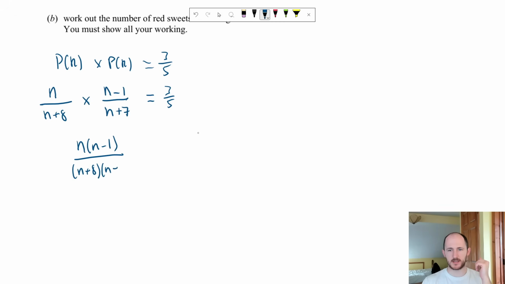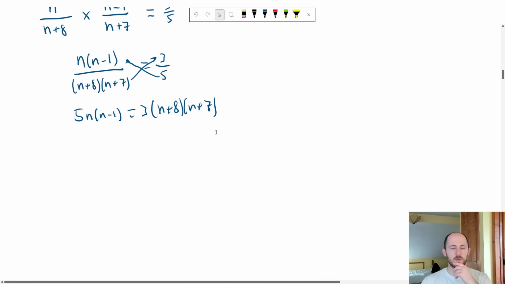And then we're going to use the same trick I used before. We're going to cross multiply to get rid of fractions, bring that up and up here. So we have 5n, n minus 1, equals 3, n plus 8, n plus 7, and then you're solving this quadratic, so it's not too bad afterwards.